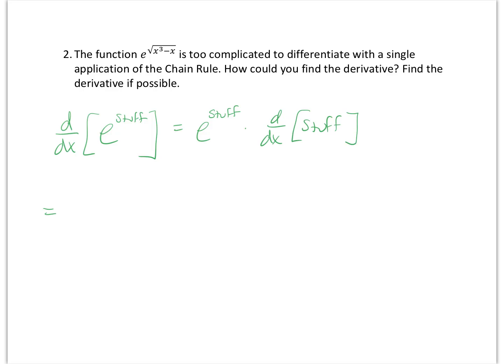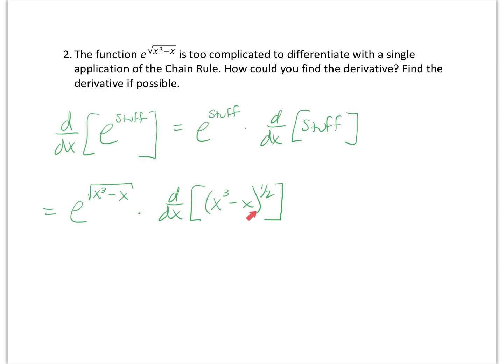Okay, so let's replace the word stuff with square root of x cubed minus x. So this is going to be e to the square root of x cubed minus x times the derivative of the square root of x cubed minus x. I'm actually going to rewrite that as (x cubed minus x) to the 1/2, so that when I take that derivative, I can do the power rule. Okay, so I have e to the radical x cubed minus x. And now I still have to do the derivative of (x cubed minus x) to the 1/2.